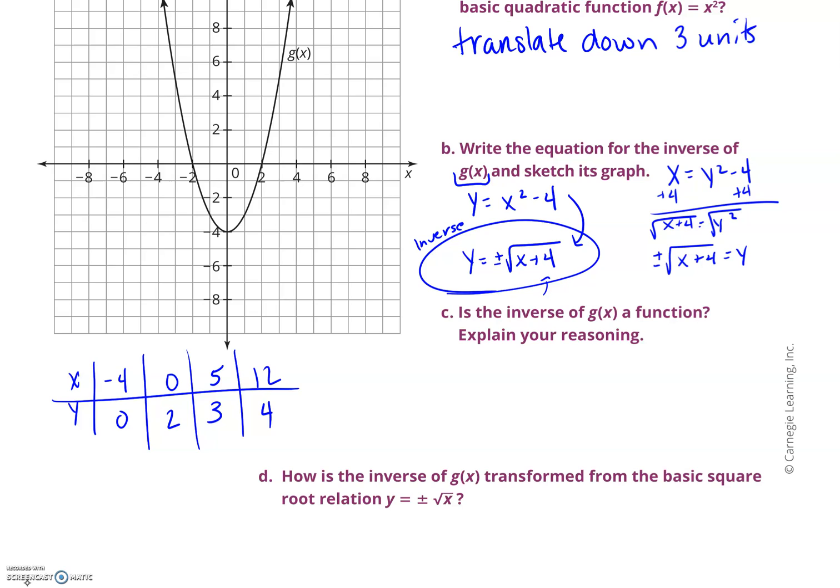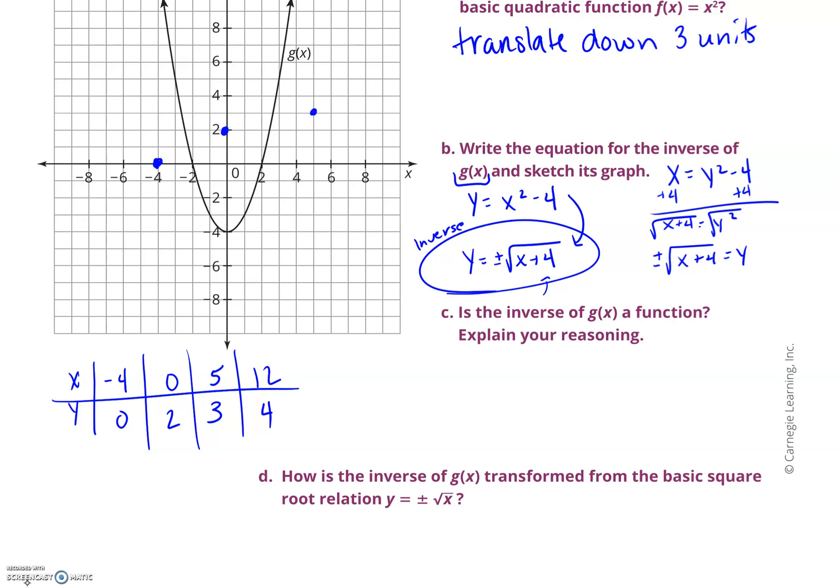All right, so now that we have our table made, we can graph this. So our points are -4, 0; 0, 2; 5, 3; and then 12, 4 would be off the graph.